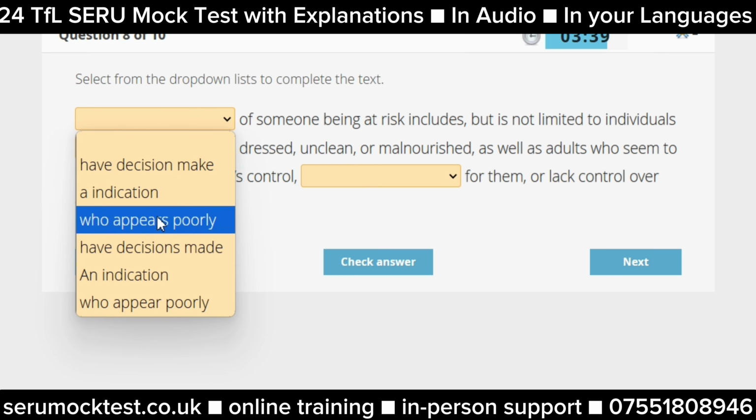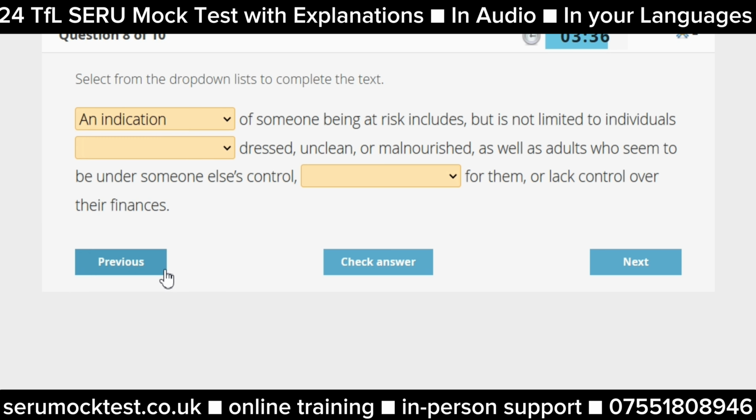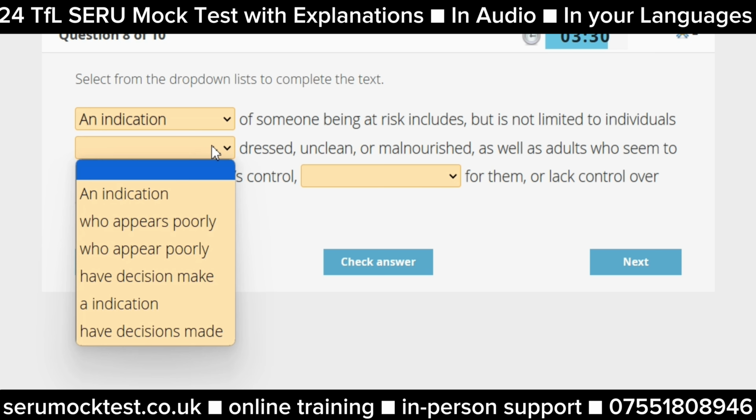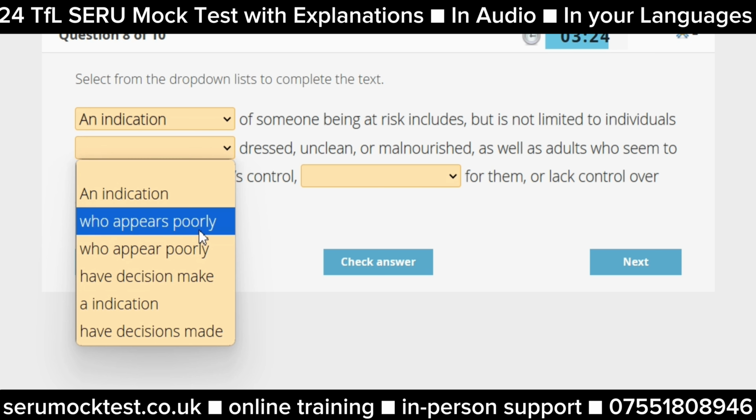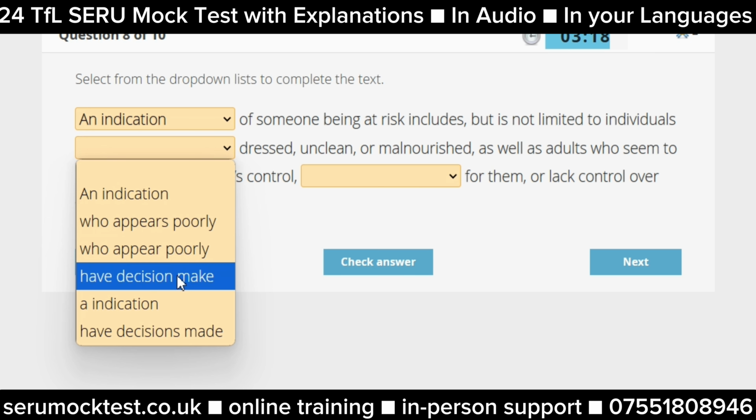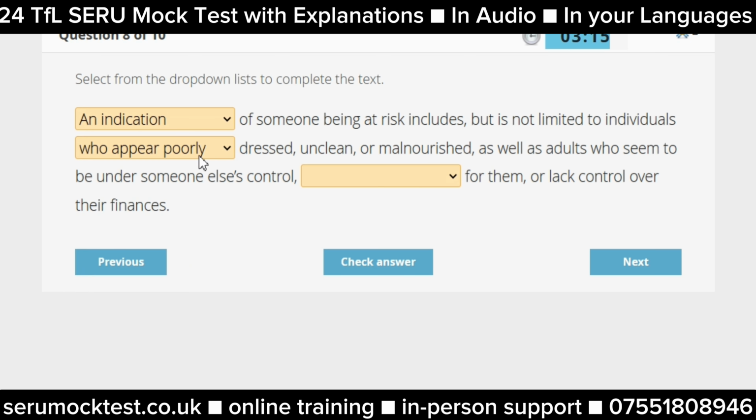And then again, the beginning of the sentence is "an indication of someone being at risk includes but is not limited to individuals". Individuals is plural, so "who appears" doesn't fit. If it was referring back to one person, an individual, then appears would be correct. Now "who appear poorly dressed" is the correct option, because this "who" is referring back to this plural individuals, and therefore the base form appear will be used. Clean, as well as adults who seem to be under someone else's control.